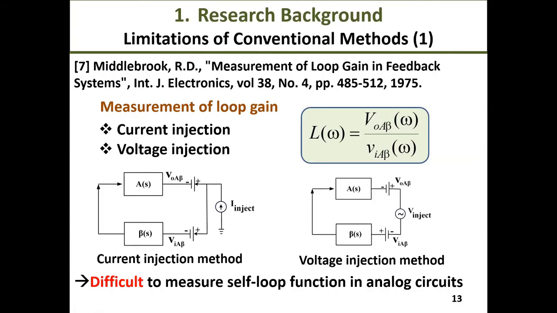Now let's discuss the conventional Middlebrook method. This method is used to measure the loop gain in feedback system, especially in switching DC to DC converter. And it's very difficult for us to measure the cell-loop function in passive network or active network using the conventional concept.